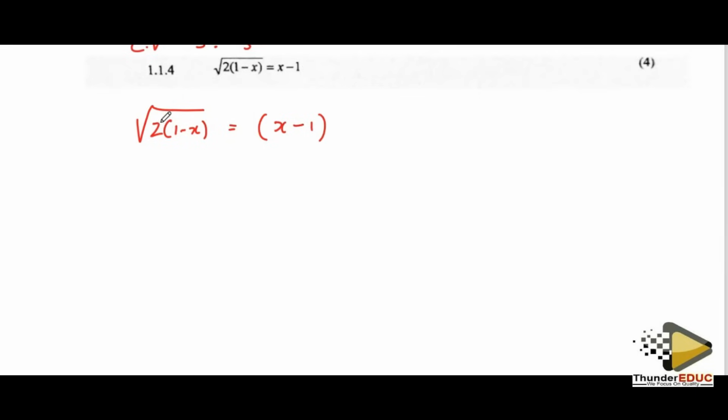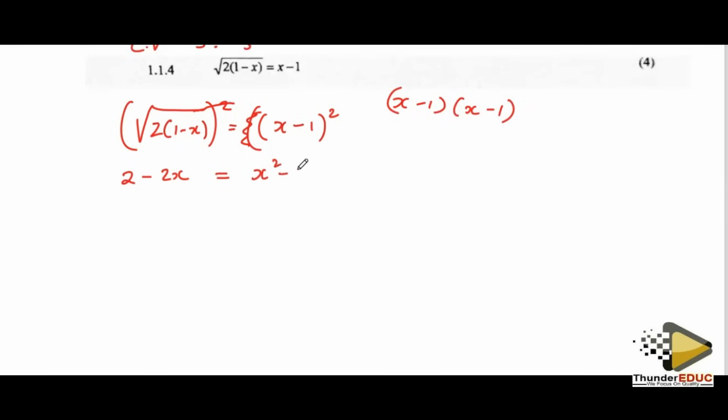Now for me to get rid of this root sign, we have to square both sides. Square that, and then I square that and put another bracket. So this 2 is going to kill the root sign so that I'm just left with 2 into 1 minus x. When I open this up, I'm going to have 2 minus 2x is equal to, we can FOIL it, x minus 1 and then x minus 1. That's going to give me x squared minus 2x plus 1.